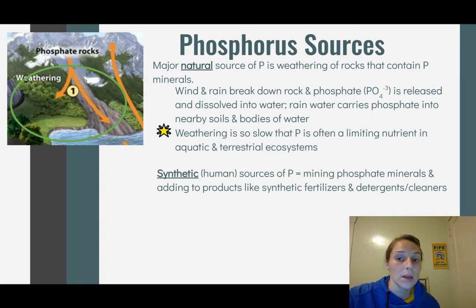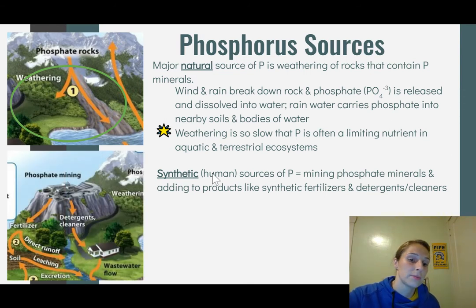Now, there is a way for humans to add sources of phosphorus through synthetic means. Synthetic is not natural. Examples of this are mining phosphate minerals and then adding them to products such as fertilizers, detergents, or cleaners. So that's where humans are actually taking out this phosphate by mining it.